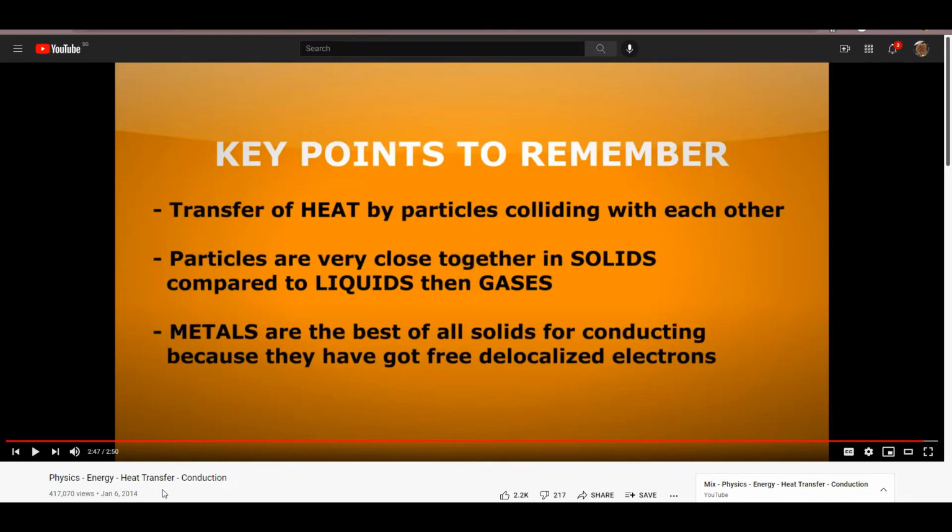Okay, so I think these are the 3 main points to actually remember. They transfer heat by colliding with each other. But do take note that for metals, they have this thing called the free delocalized electron, and we call it free electron diffusion. So through that process of free electron diffusion, they actually conduct heat faster, right?